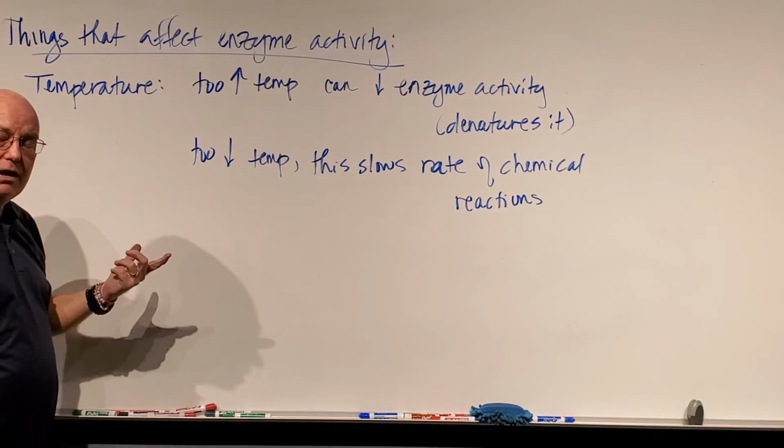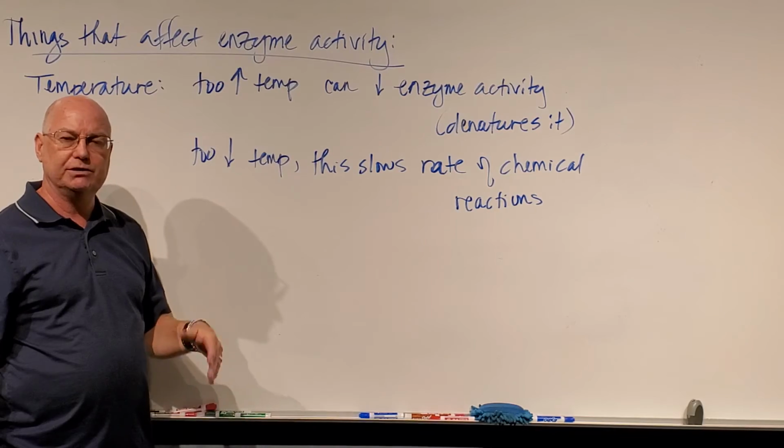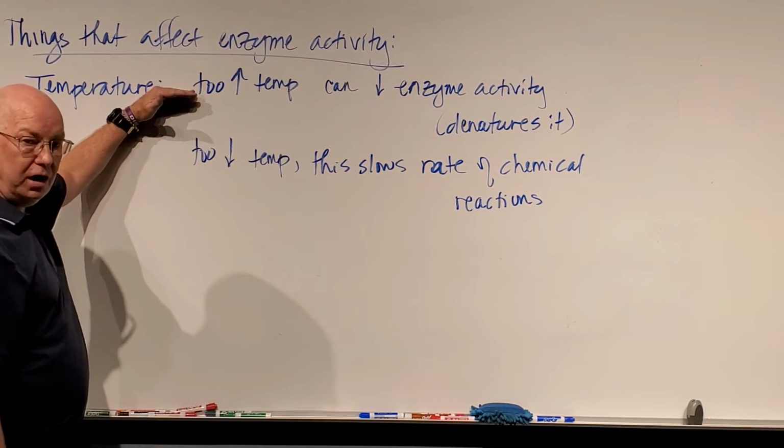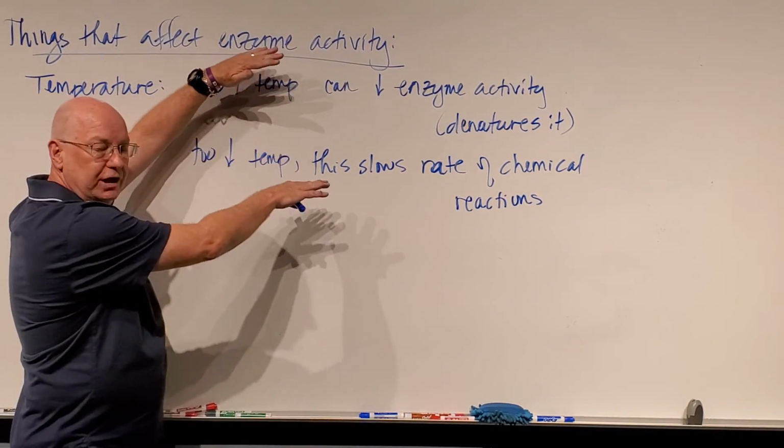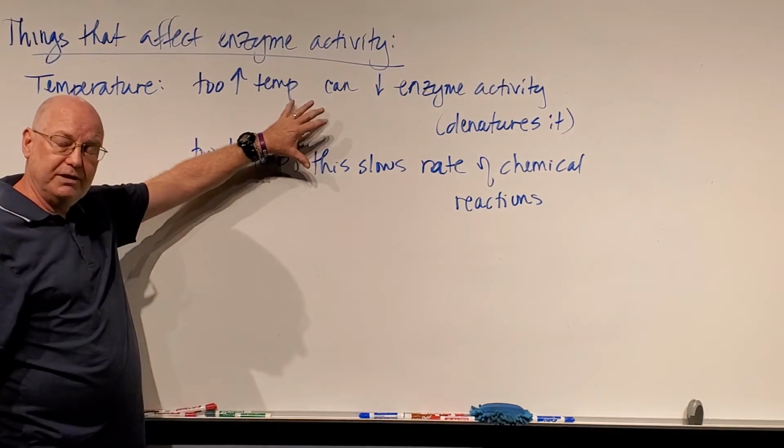Like in our body, a lot of the chemical reactions are happening at 37 degrees Celsius or 98.6 degrees Fahrenheit. If we get too hot or too cold, it will change the rate of the chemical reactions. It can slow them or stop them, and you can die.